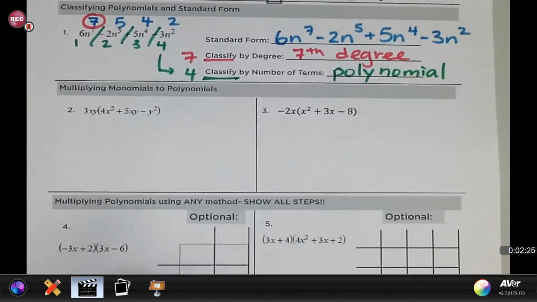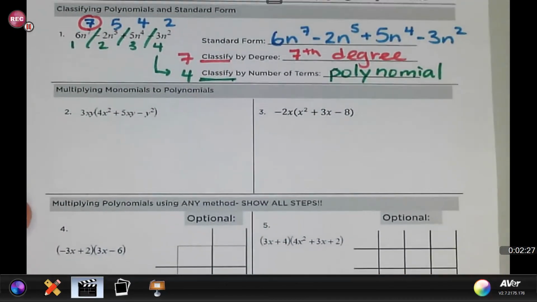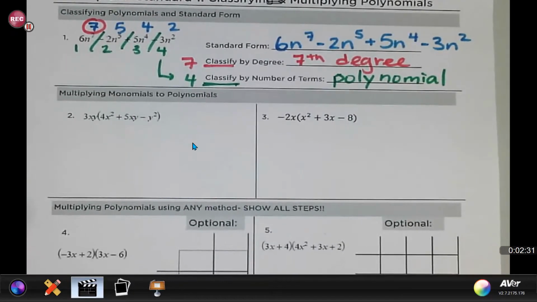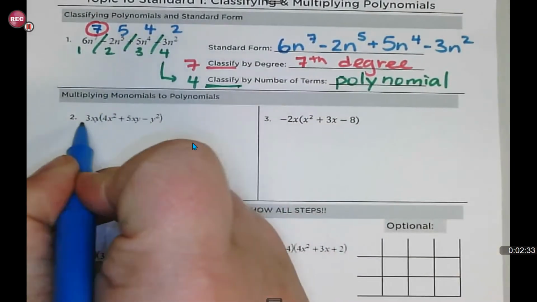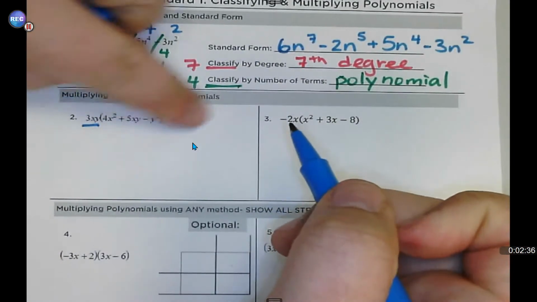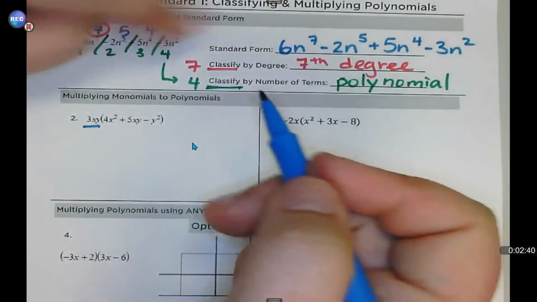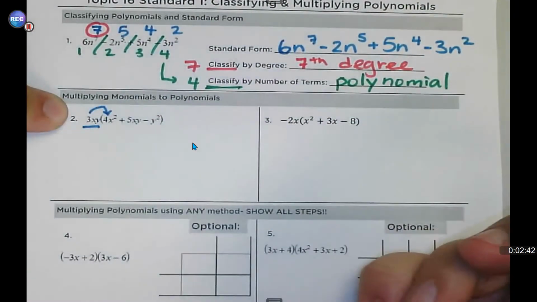Okay. Now we're multiplying polynomials. So the first one, by monomials. So what we have here is a monomial outside of a polynomial. And what we want to do is take this guy, and it's kind of like what I call the mailman method. You send it to each term.